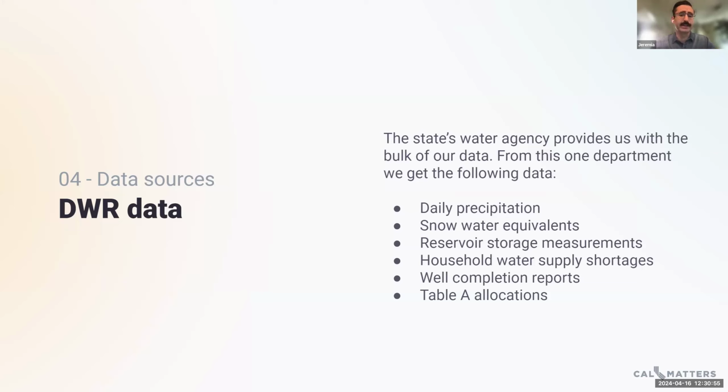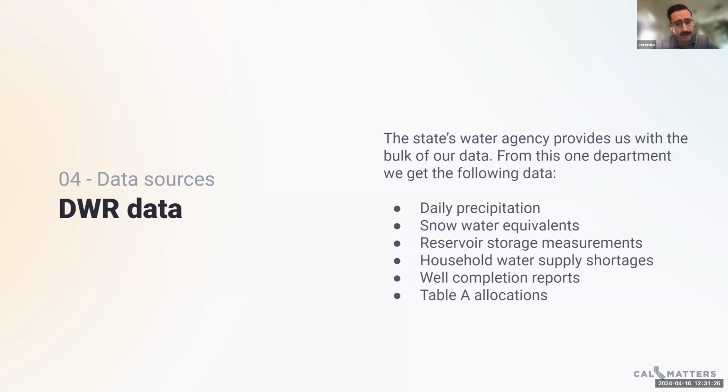But once we did find it, it was pretty fantastic, because that data came in machine readable formats, it's got stable URLs, it's got reasonable documentation, although we'll go over that in a little bit in our things we like and things we think could be improved. But here's the list of data that we currently get from DWR. We get precipitation data, we get snow water equivalent data, we get the reservoir measurements, household water supply shortages, well completion reports, and table A allocations.